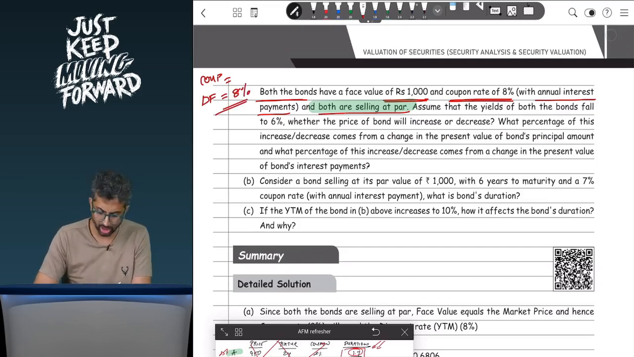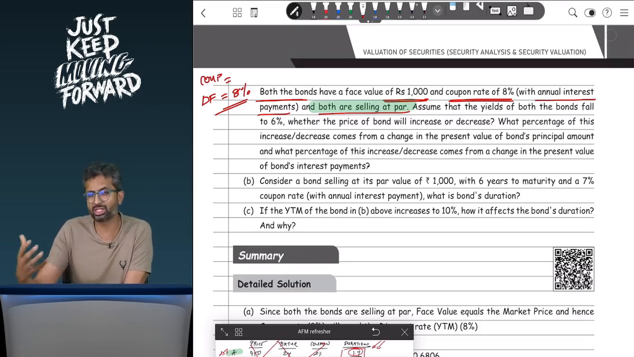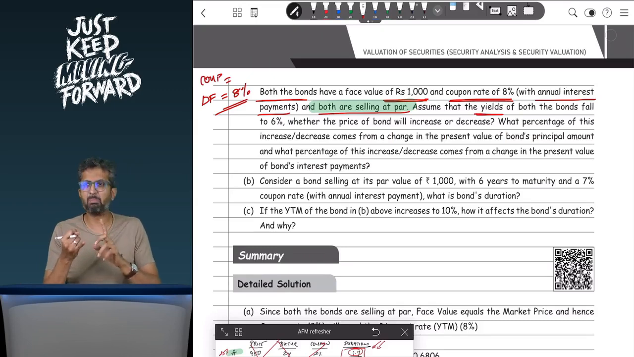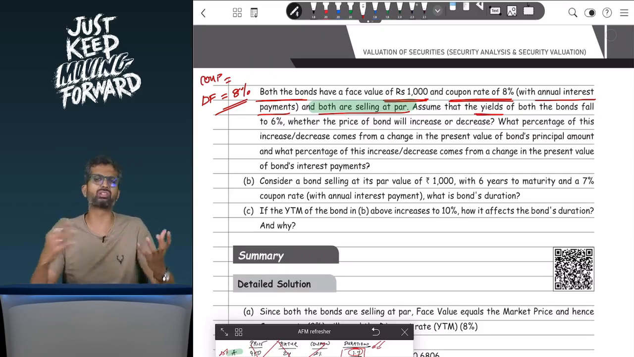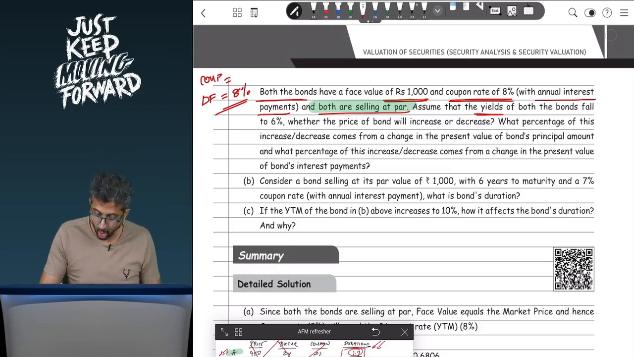The question will not, we are just reading the question, nothing over here. We are just focusing on both of these bonds are selling at par. So if they are selling at par, the coupon rate is equal to the required rate, that is equal to 8%. Okay. Assume that yields, the institute uses the words yield, market rate, discount factor interchangeably, assume that the yields, that is the discount factors or the required rates of both the bonds, fall to 6%.